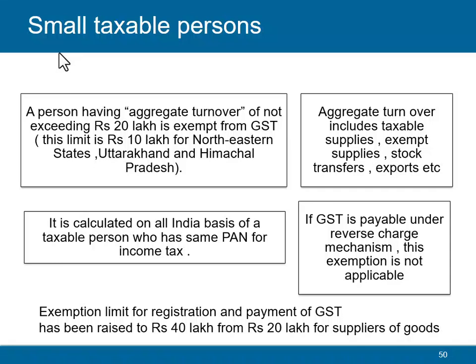Now this was changed about 2 years back, but if you deal in goods, the limit is 40 lakhs. If you have sold goods worth 35 lakhs last year, okay, and you have been always below that threshold, the moment you cross 40, you have to get yourself registered and pay taxes. And this limit goes to 20 lakhs for hilly areas, which is 10 lakhs for goods. Okay, but for services, the limit has remained the same.